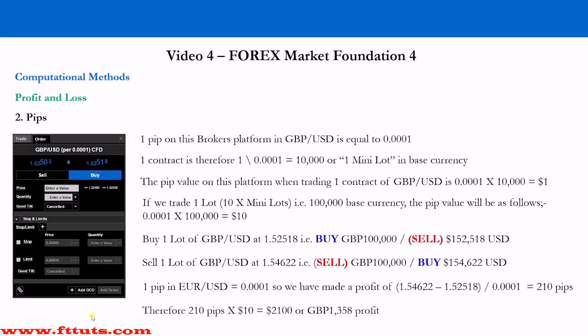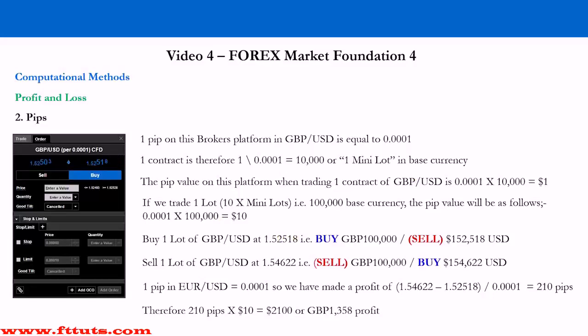Now, if we trade 1 lot, so 100,000 currency pairs, this is going to be equivalent to 10 mini lots, so 100,000 base currency. The pip value will be as follows. It will be spot 0001 times 100,000. So we're basically just multiplying the pip value in dollars by 10. And you'll see that the pip value, in all cases, is denominated in the quote currency.